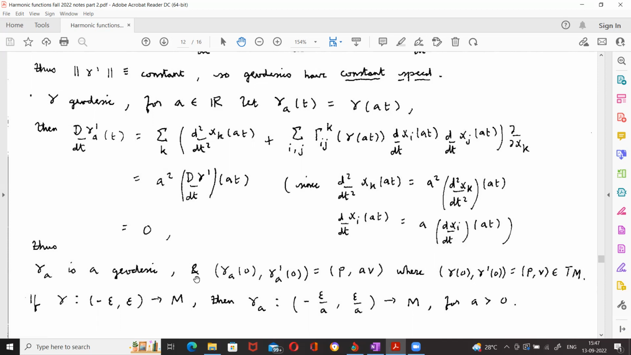So gamma is a geodesic, and the initial conditions gamma A of 0, gamma A prime of 0 are going to be P comma AV, where P, V were the initial conditions of gamma. Gamma A prime of 0 is going to be A times gamma prime of 0. So instead of P, V, your new initial conditions will be P comma AV. The initial velocity gets multiplied by A, but you still get a geodesic.